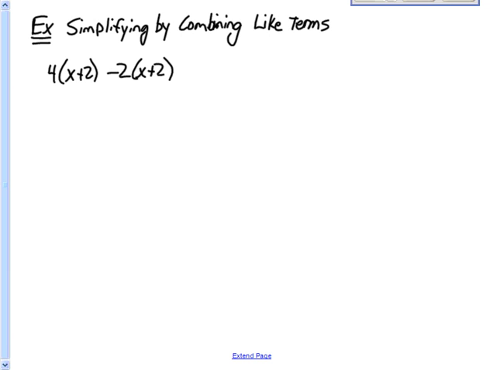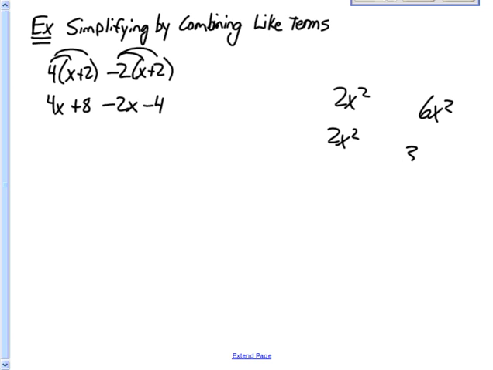All right, simplifying by combining like terms. Let's go ahead and distribute this first, and then we'll talk about like terms. So 4x; 4 times 2 is 8; -2 times x is -2x; -2 times +2 is -4. Now we're looking for like terms. Like terms are terms that have the same variable and also the same power of that variable. Like let's say we had 2x squared and 6x squared. Those are like terms, but 2x squared and 3x are not like terms.